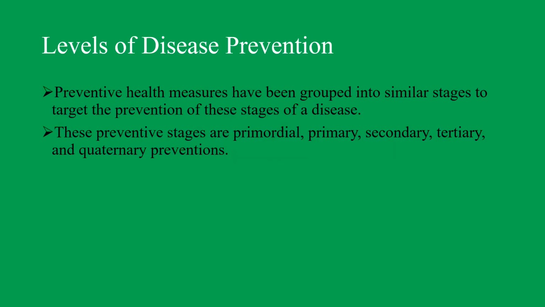So the levels of disease prevention also follow the stages that I've talked about in the previous slide. These strategies not only aim to prevent the onset of disease through risk reduction, but also to curtail complications of a disease condition. So we have the primordial, the primary, secondary, tertiary, and even the quaternary prevention measures.